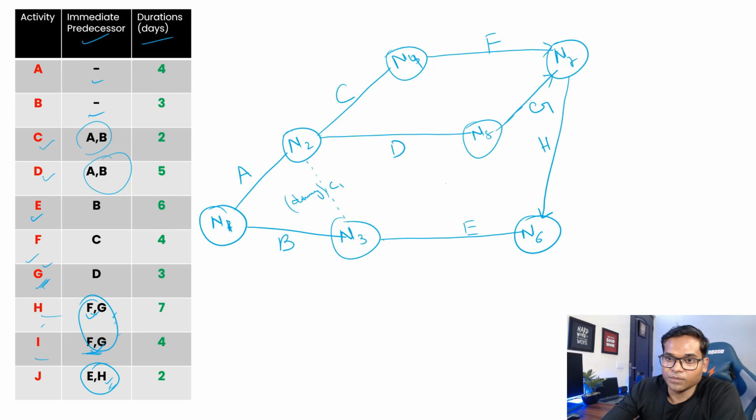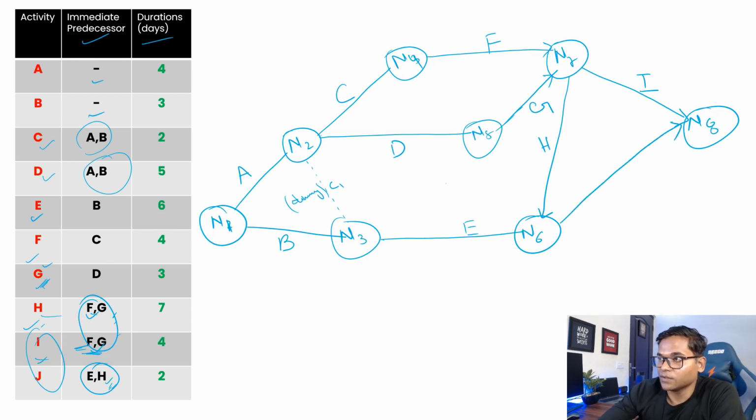Then we have the remaining activities I and J. It means I and J will be connecting at a single node. So I is coming out from F and G. This is F and G, right? This will be your I. Let's denote it as N8, right? And then you have J, which is coming out of your E and H. So it will go here, and this will be your J, and this will form your CPM network diagram, right? I'm not going to calculate the critical path.